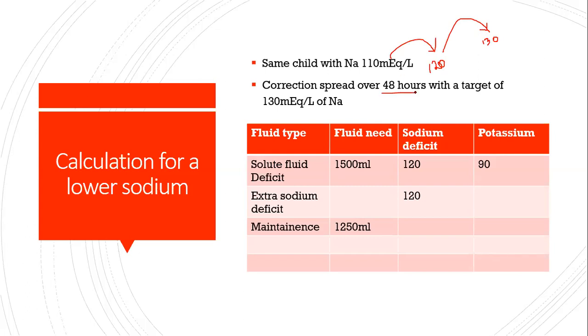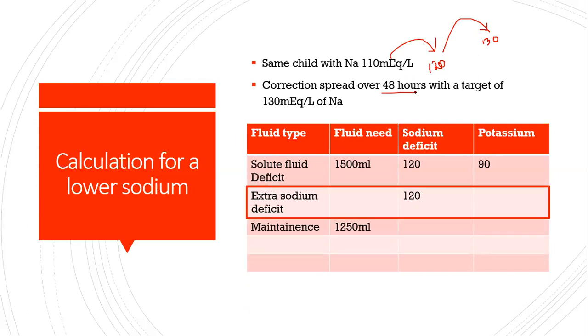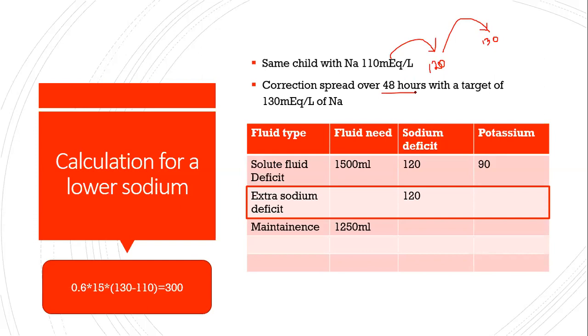How are you going to calculate? What is the difference that is going to be there in this case? That will be the extra sodium deficit. Okay. So this extra sodium is more in this patient because the child is still only 10% dehydrated according to calculation. How are you going to calculate extra sodium? 0.6 into 15 into 130 minus 110. Here I have taken 0.6 because I feel this child would have had a longer duration of illness to lose this extra sodium. So you end up with 300.